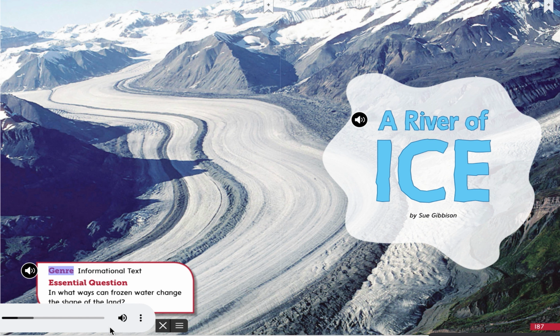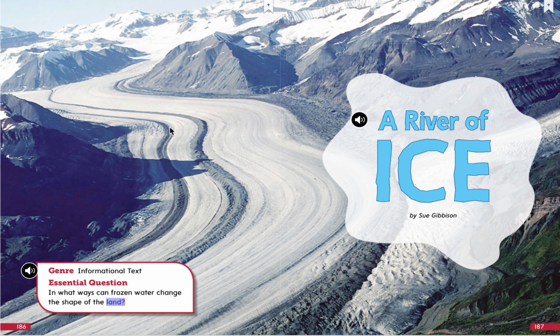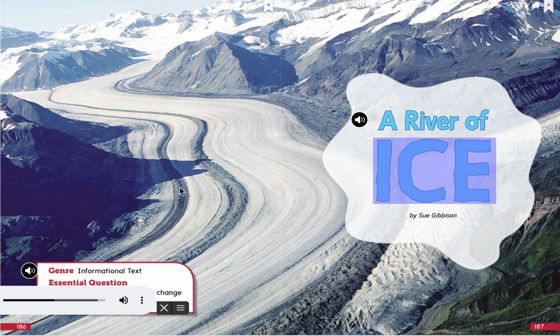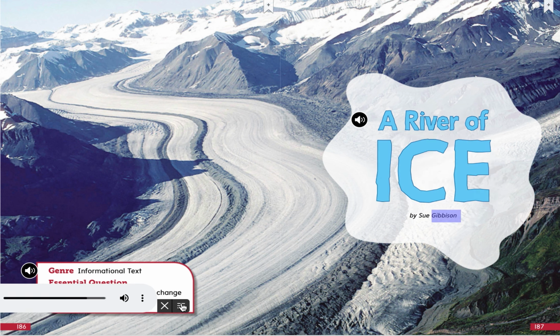Genre: informational text. Essential question: in what ways can frozen water change the shape of the land? A River of Ice by Sue Gibbison.